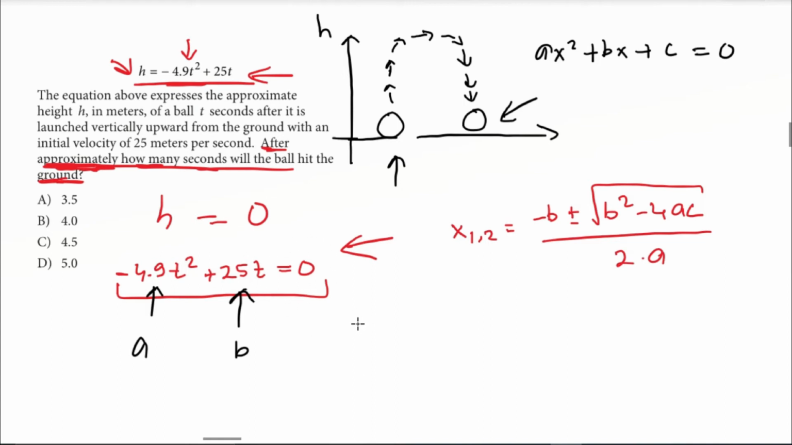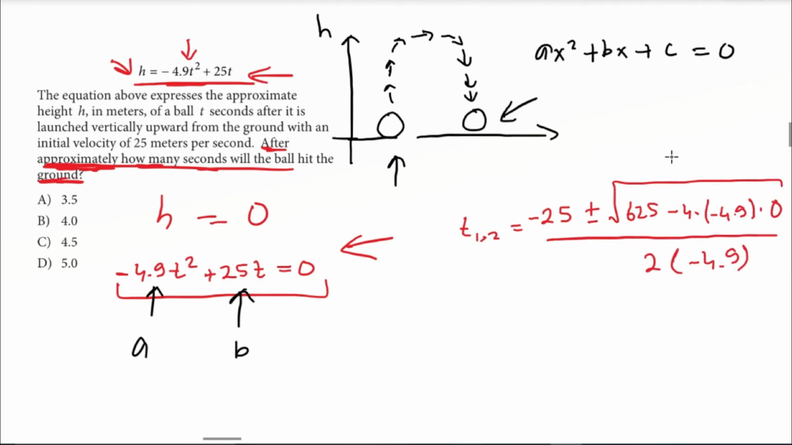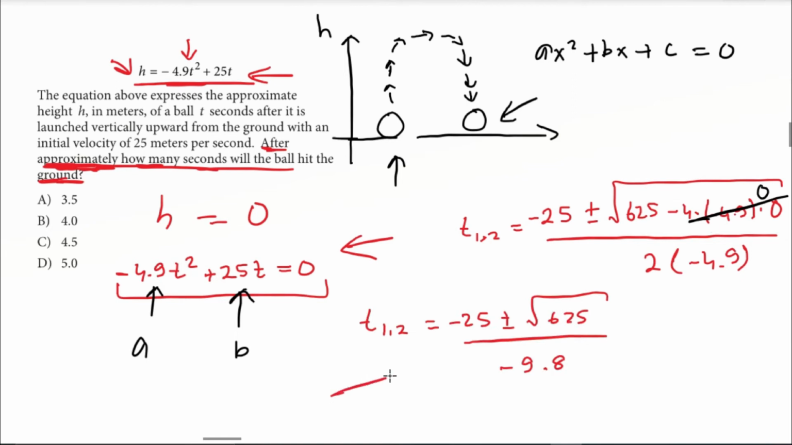So let's write down our quadratic equation now. And 625 is the square of 25. Now we can see here that these terms cancel out. Negative 4 times negative 4.9 times 0, since there's a 0, all of this is 0. So we get this simplified version of that equation. Now we can simplify it further. Square root of 625, well, that is 25.